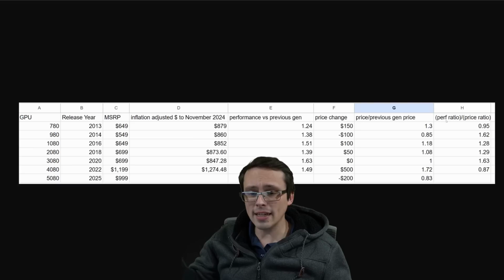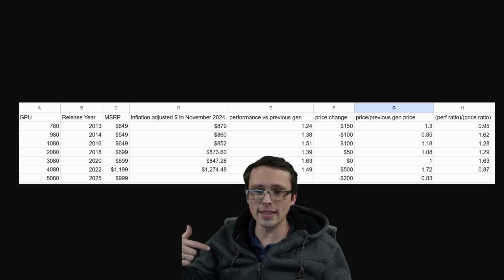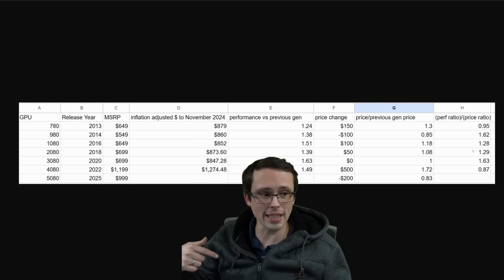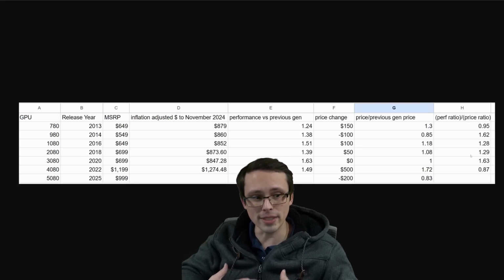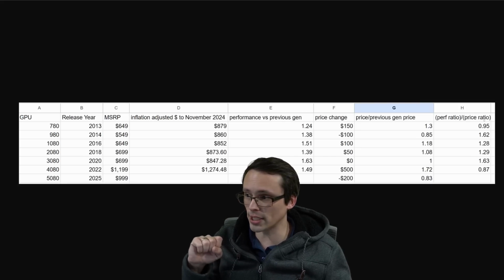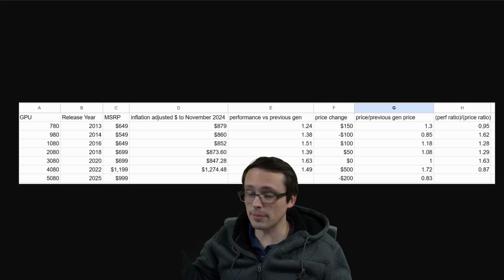But then if you divide the performance ratio by the previous generation's price ratio, we get this column, which is how much more frames per dollar you get when buying the 80 class generationally. The 780 was actually pretty bad. It was a 5% decrease in frames per dollar at the 80 class that generation.